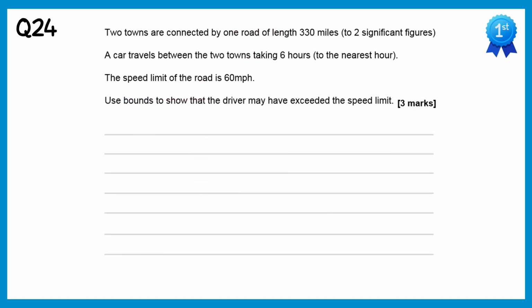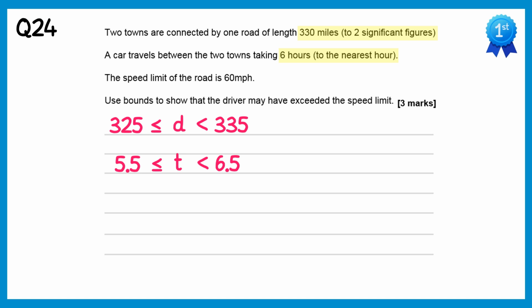We're told the length of the road is 330 miles to two significant figures. This means the distance travelled could be anywhere between 325 and 335 miles. We're told that the car travels for 6 hours to the nearest hour. This means it could be anywhere between 5.5 and 6.5 hours.